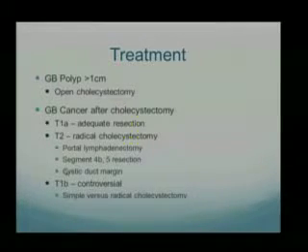An important thing to remember, most textbooks don't tell you this, is you have to check with your pathologist whether the cystic duct margin is negative or positive. Because if it's positive, then what? Then what do you do? So essentially, if the cystic duct margin is positive, then you'll have to resect the common bile duct, and you would have to end up doing a hepaticojejunostomy.